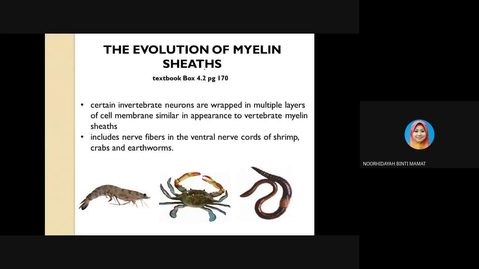So this is the evolution of myelin sheath. Certain invertebrate neurons are wrapped in multiple layers of cell membrane, similar in appearance to vertebrate myelin sheath. Even though they lack myelin sheath, they are wrapped in multiple layers of the cell membrane, and they are similar to the myelin sheath. This includes the nerve fiber in the ventral nerve cord of shrimp, crabs or earthworm.